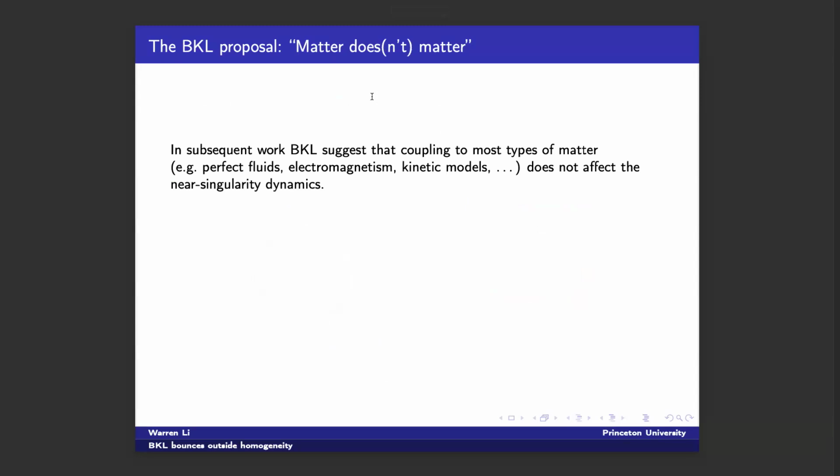Maybe I won't say too much about this slide, but it's also interesting to ask what happens if you also couple to matter fields. In subsequent works, the title here should say something like "matter doesn't matter." It turns out that if you couple Einstein to most matter fields, it doesn't actually affect this picture I drew. Matter doesn't really have much of an impact.